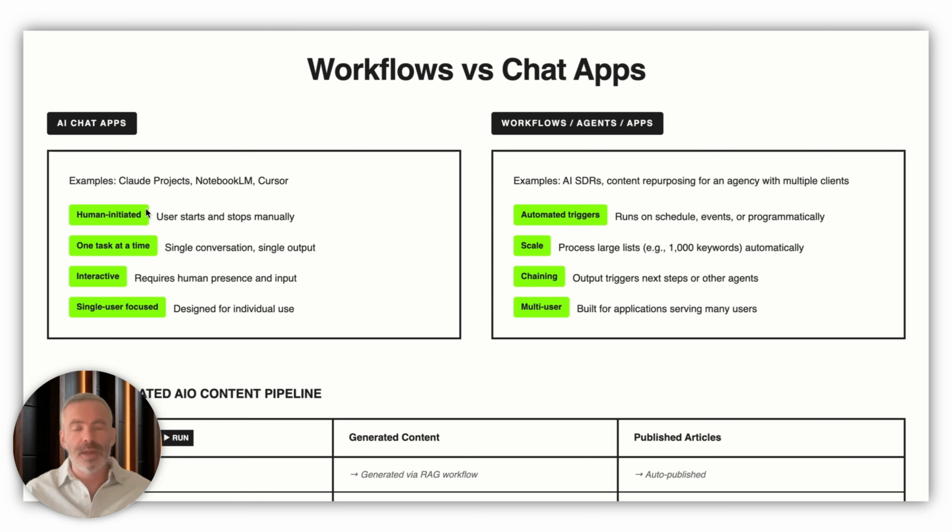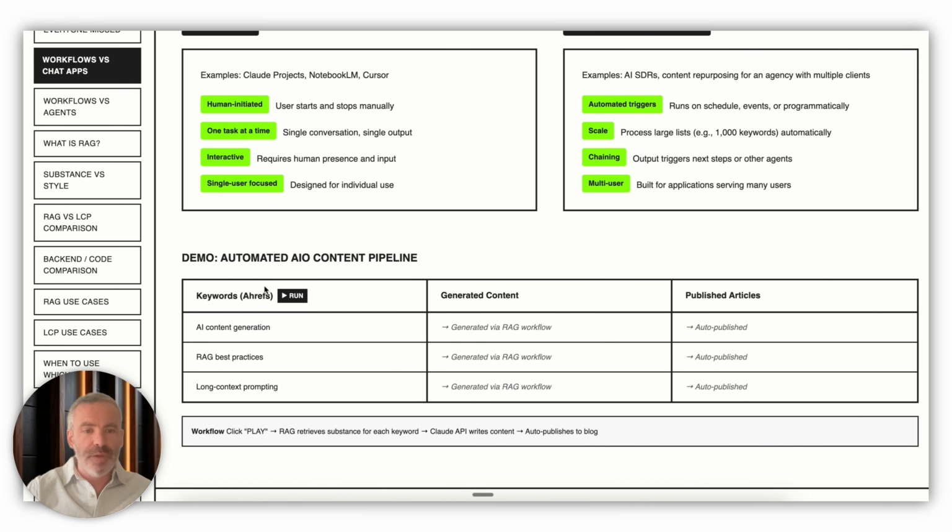And you can also chain together the calls. The output of that can then automatically trigger and be used as context for the next LLM API call or for the next agent, and so on and so on. So you can get AI to handle much larger workflows instead of just one-off tasks. And here's a quick demo of what that looks like.